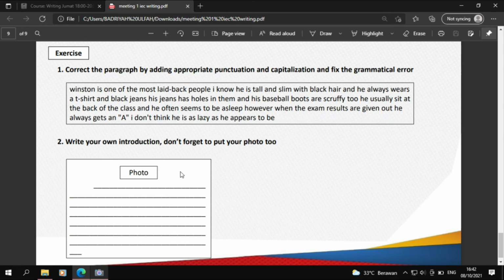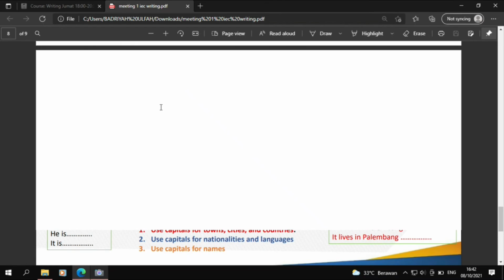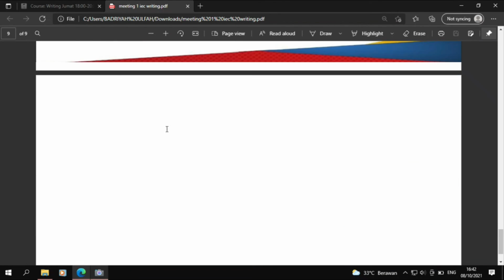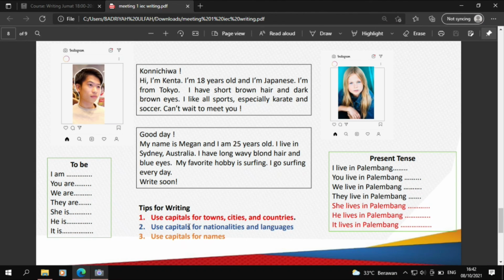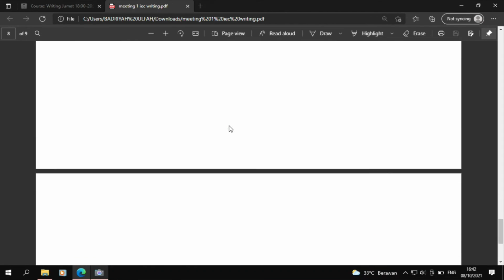Nah, selain itu saya minta tulis introduction kalian sendiri. Masukin foto, lalu bawahnya caption. Pendek saja, mau seperti ini contohnya nggak masalah. Mau lebih panjang boleh juga, gitu ya. Tapi perhatikan tipsnya tadi, capital words and also to be, perhatikan present tense-nya dan perhatikan punctuation-nya.